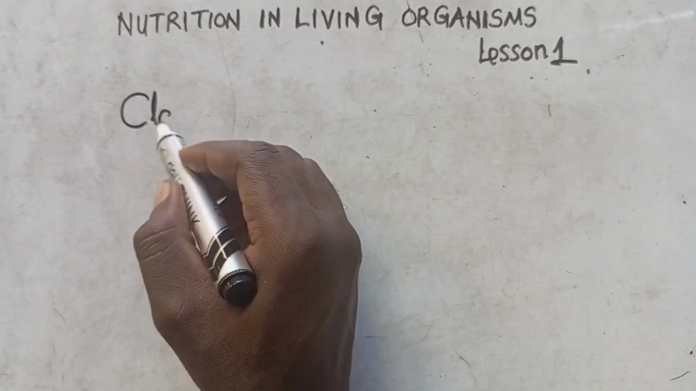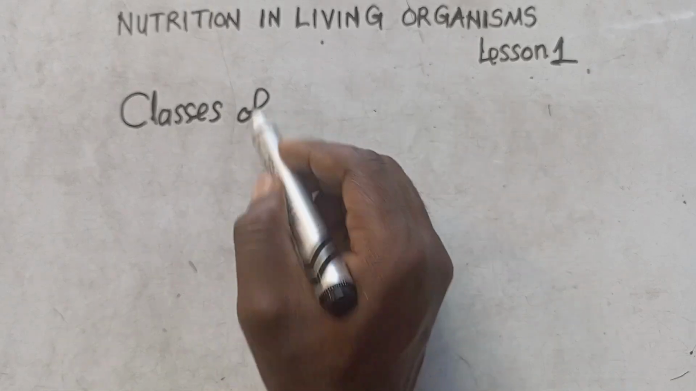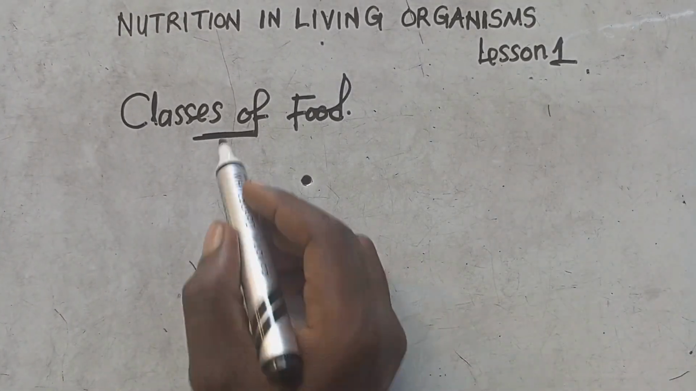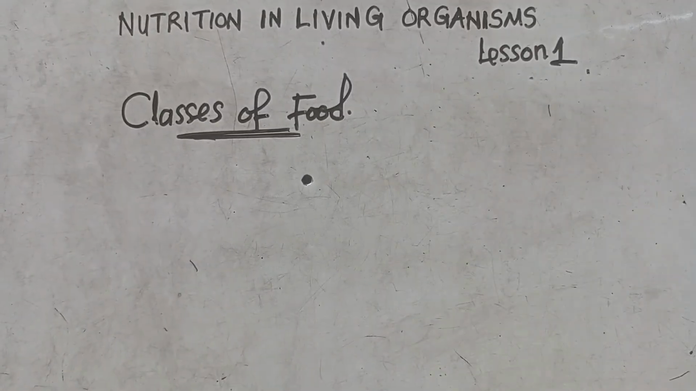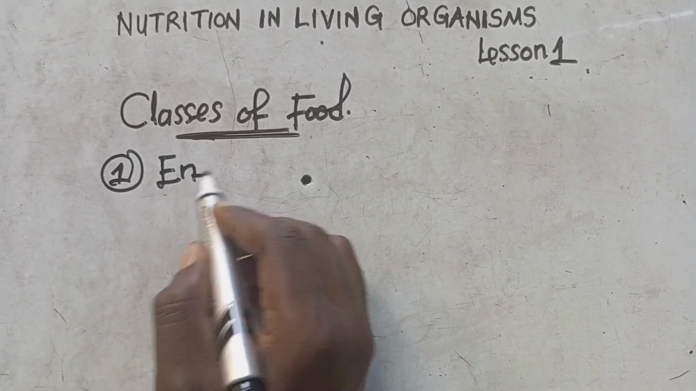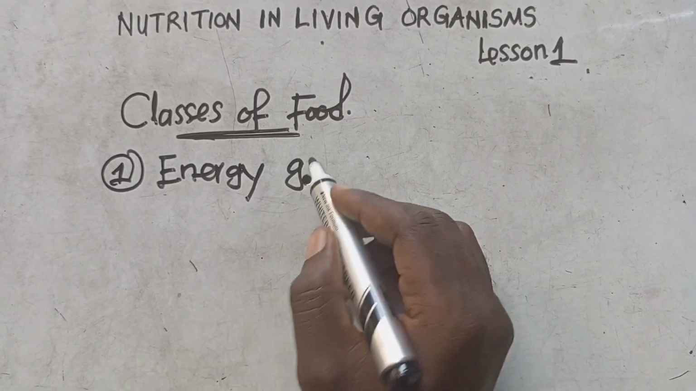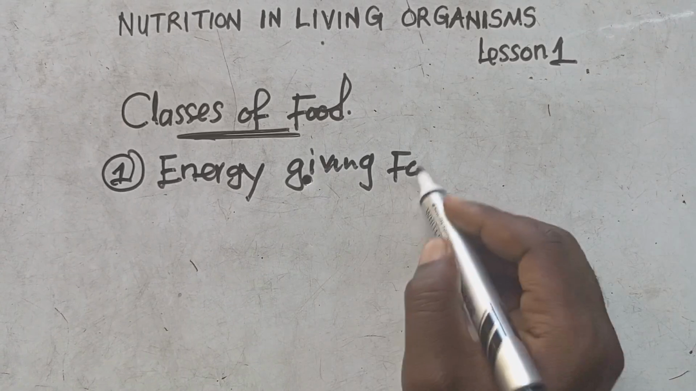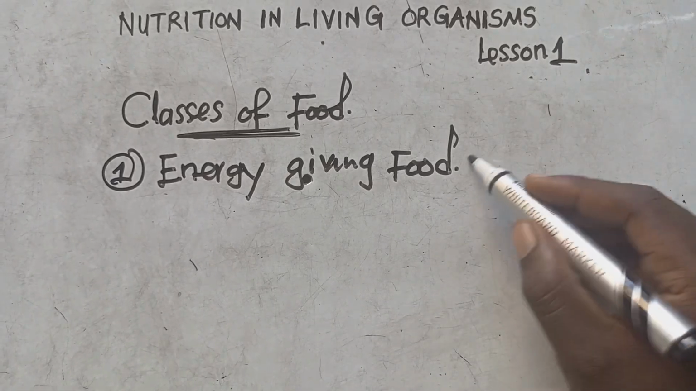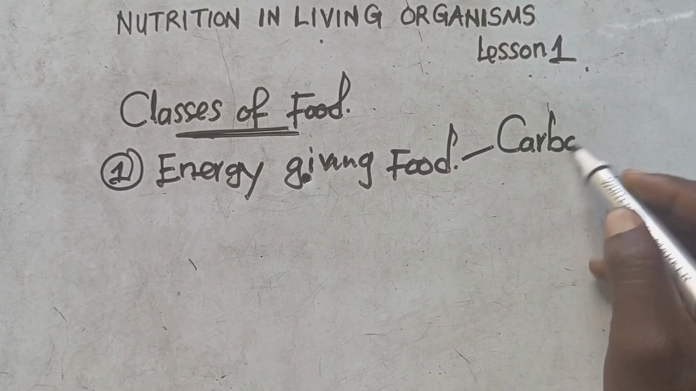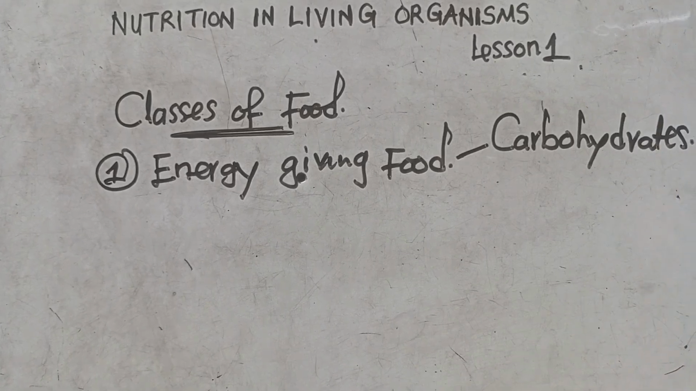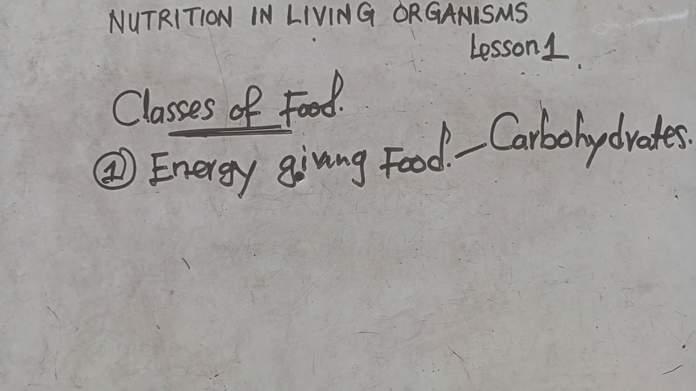So food gets to be in classes. There are what we call classes of what? Classes of food. We only have 2 classes of food. So they are classified into 2 types. The first type of food that you need to understand is what we call energy-giving food. Energy what? Energy-giving food. So you need to understand what this energy-giving food is. Energy-giving food, we are just talking about what? Carbohydrates. Carbohydrates are energy-giving food.